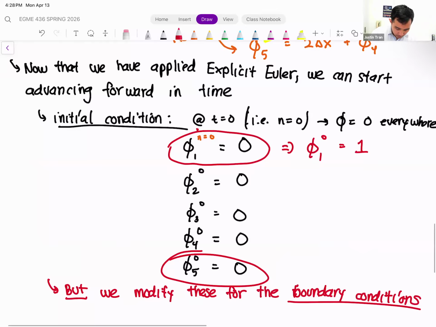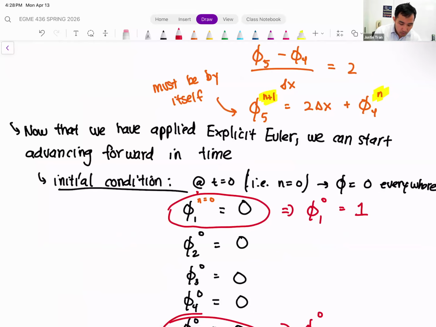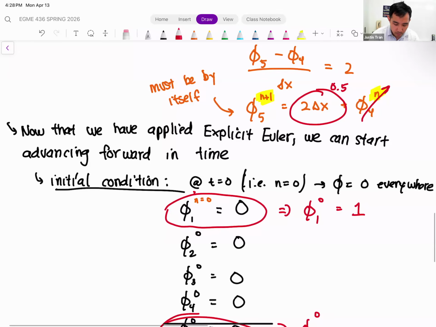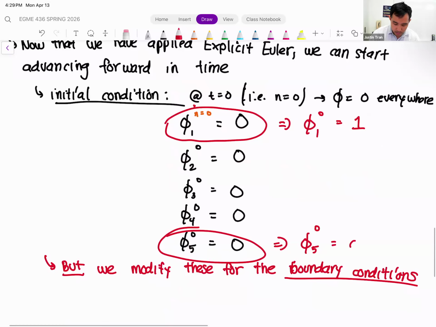Okay, so meanwhile, for time step 0 at phi5, right? So phi5 at 0 is going to be equal to 2 times delta x, right? So delta x in this case is 0.25. That was given to us in the problem. And so 2 times 0.25 is 0.5. Okay. Plus phi4 at n, the current time step. So this is 0, right? So that means phi5 at n plus 1 at the initial time step is just going to be equal to 2 times 0.25, which is 0.5.